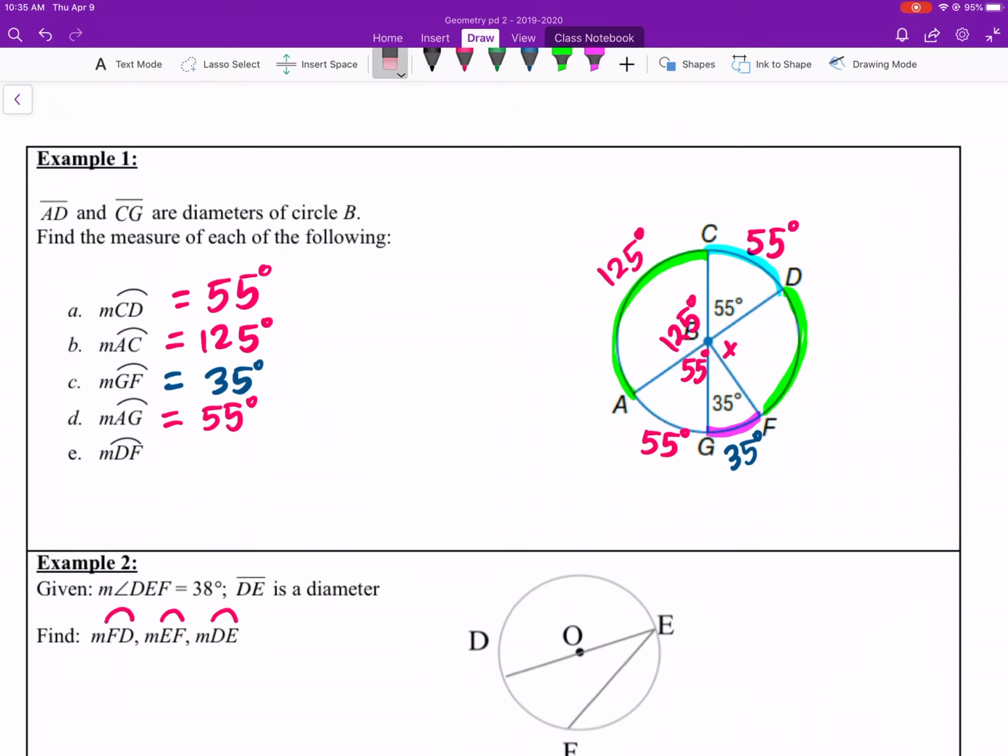But what would that x be? You could do a linear pair, or more of a linear bunch, for 55, 35, and x. Those three together are on a straight line. Remember, the diameter is a nice straight line. So those three together, 55, 35, and something, equal 180 degrees. So this angle here would be 90 degrees. You can check to make sure all those angles on the interior add to 360, and they do. That arc would be 90 degrees.